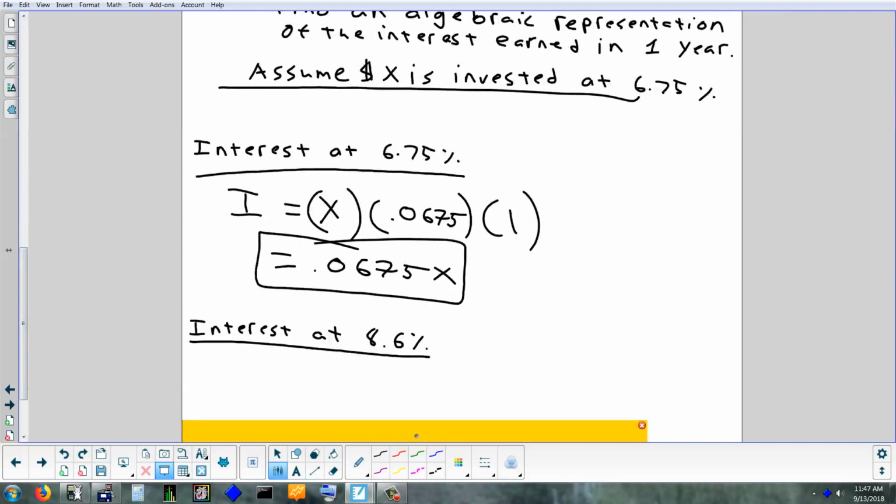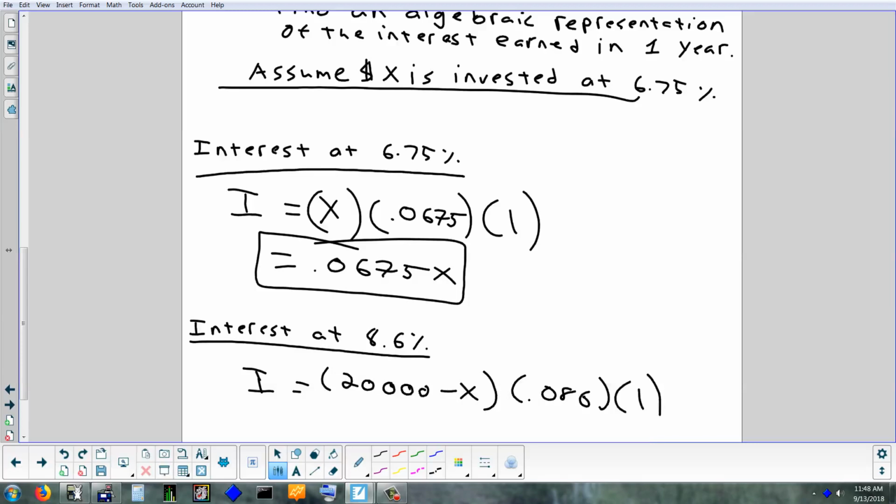Now let's do the interest at 8.6%. Okay, so first thing is the principal. If Bill had $20,000 to invest, how much is he investing at 8.6%? 20,000 minus X. Yep, 20,000 minus X. So subtract what he already invested in the other one from the total he has. The rate, 0.086. And the time, well, it's just 1 year.